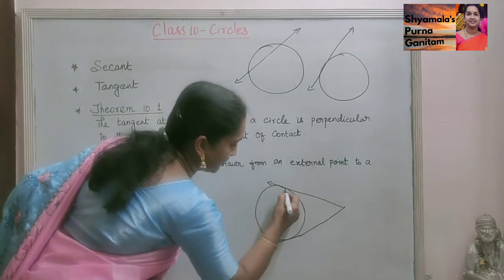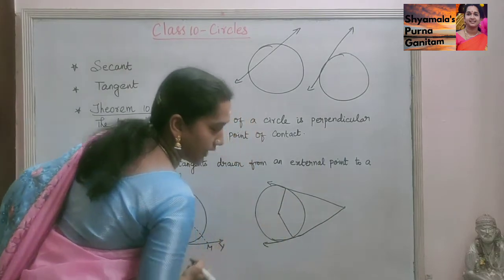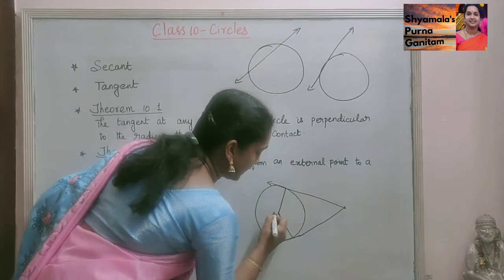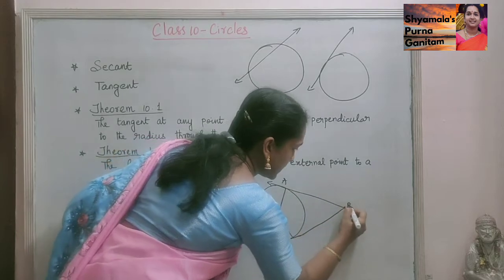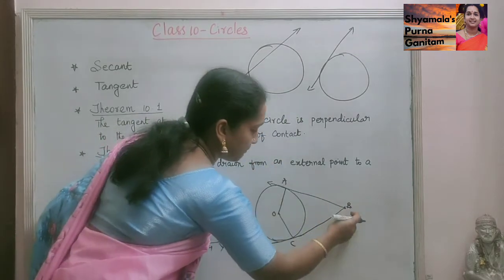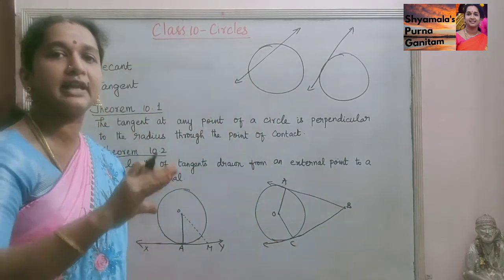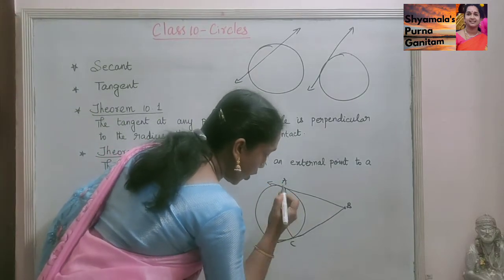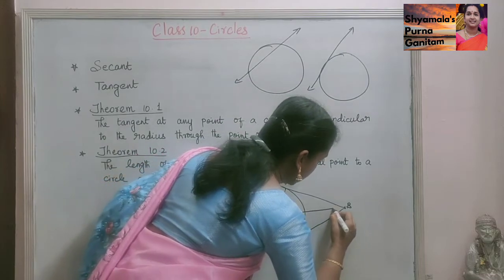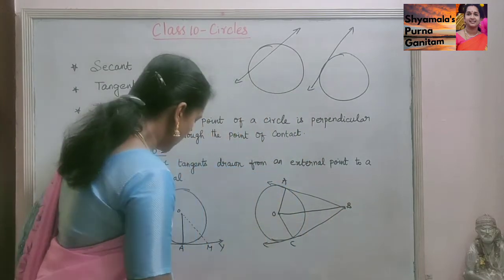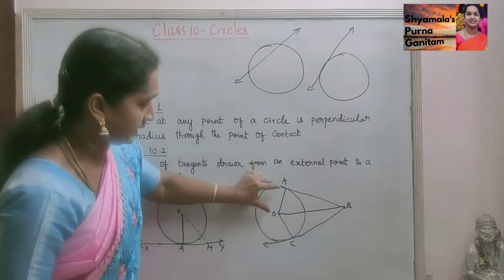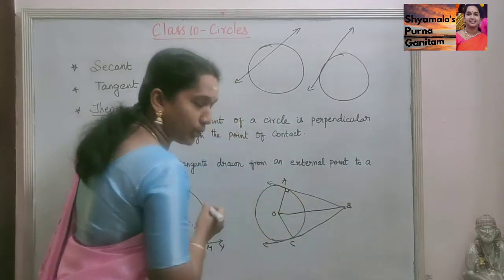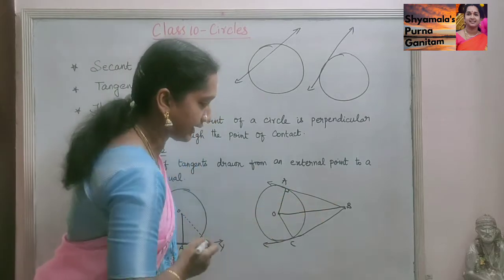For this also a proof is given. This is the external point, and these are the tangents. We make this as B, with A and C the points of contact, and O the center of the circle. We need to prove that AB is equal to BC, that is, the lengths of the tangents are equal. Just now we have proved that the tangent and the radius at the point of contact are perpendicular to each other. So we get right angle triangles here.